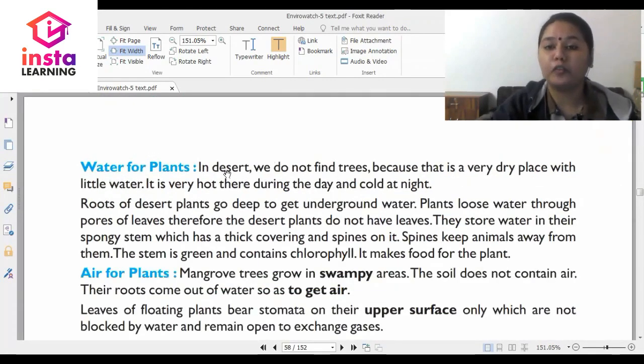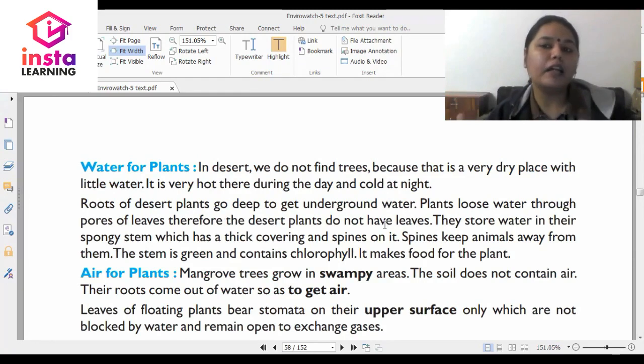Then you have water for plants. So now we've talked about sunlight, now we're talking about water. In deserts, we do not find trees because that is a very dry place with little water. It is very hot there during the day and cold at night. Roots of desert plants go deep to get underground water.